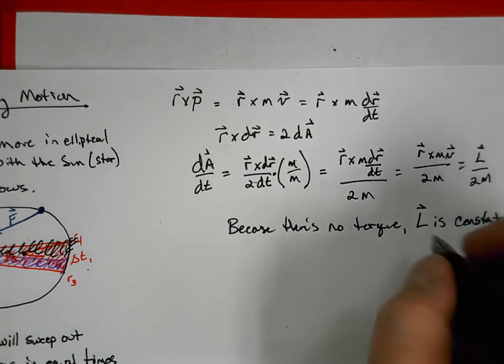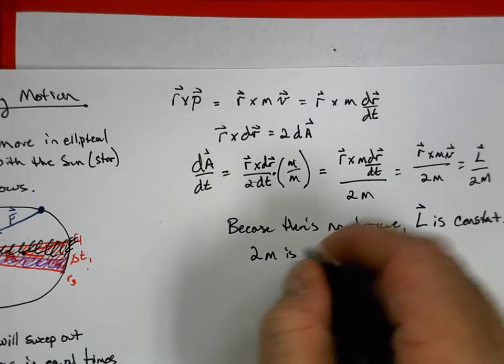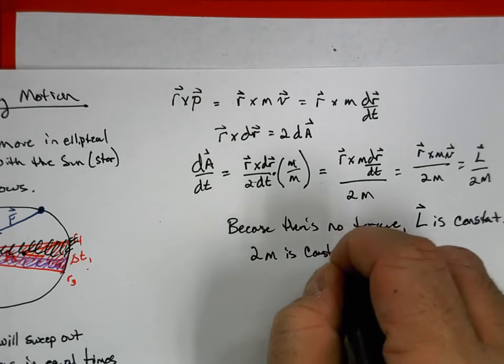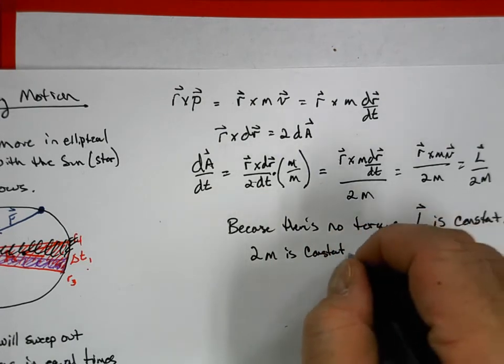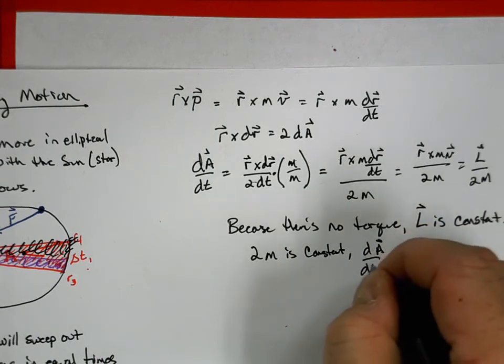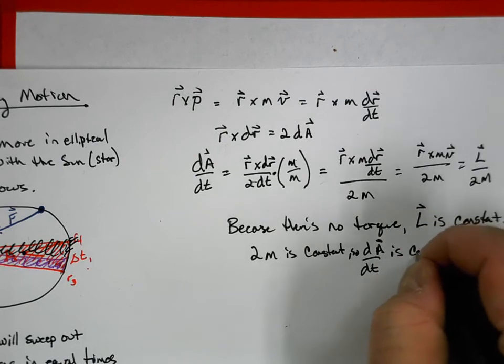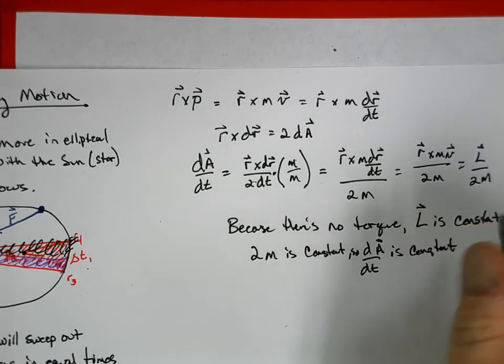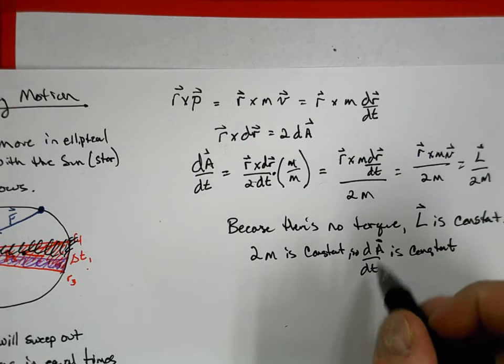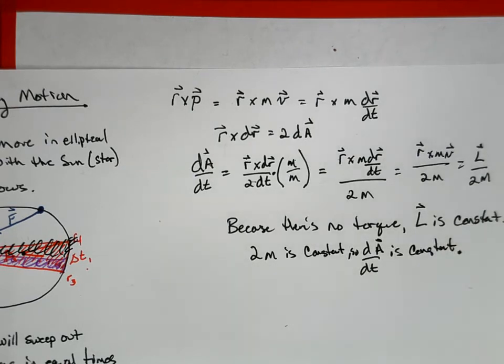And 2m is constant. So dA/dt is a constant. Or the rate at which area is swept out per unit time is a constant as we travel around the ellipse.